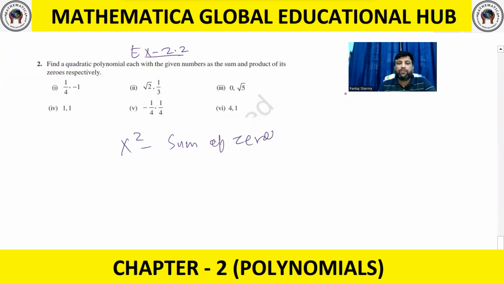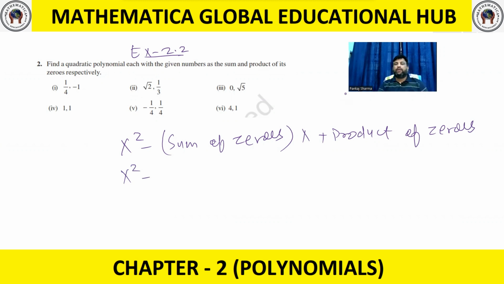So I taught you the formula: x square minus sum of zeros into x plus product of zeros. The same concept, the same formula, we can use, and we can get the quadratic polynomial.